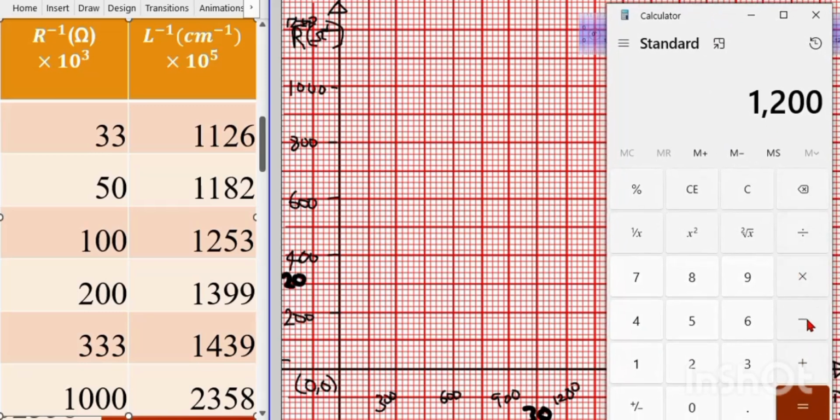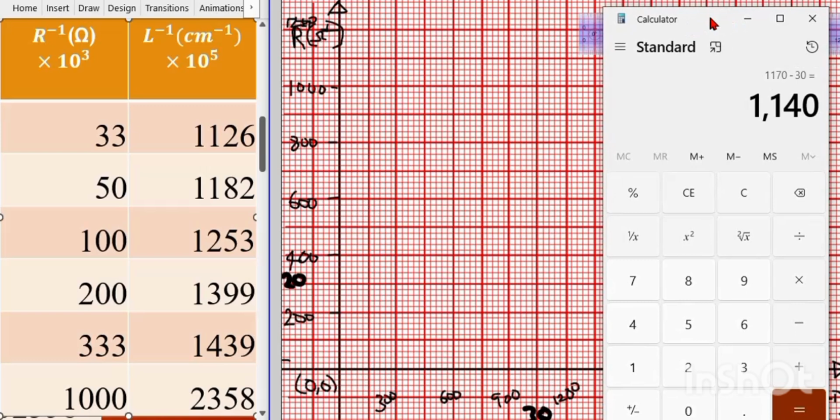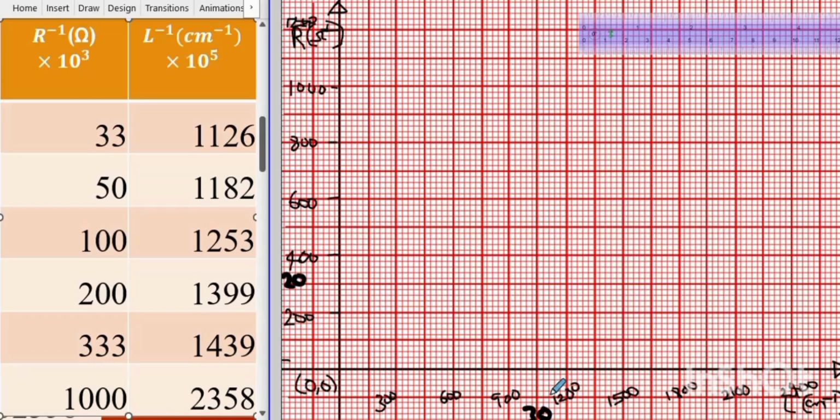1200 minus 30 gives us 1170, minus 30 is 1140. 1140. So I've just counted two lines. And what's the difference between 1140 and 1126? You can find it. 1140 minus 1126, that's 14. If that's 14, it means that it is almost half of the difference.